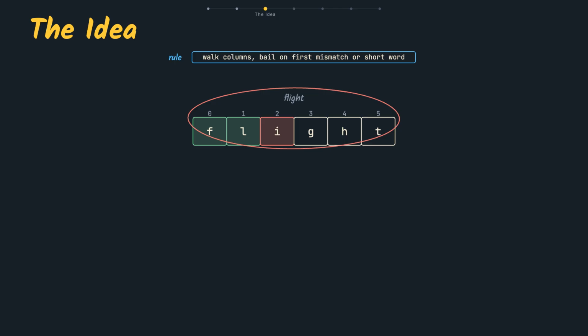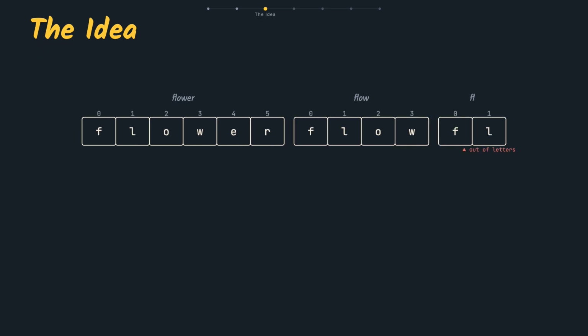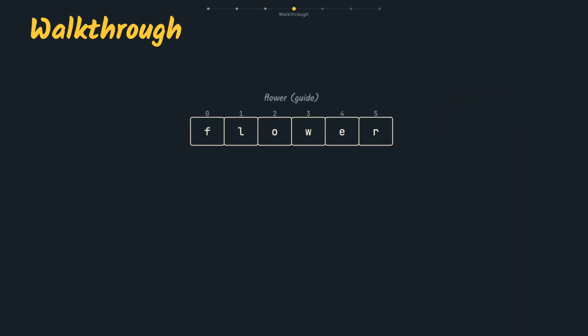The instant one word disagrees, or one word runs out of letters, we're done. And here's why this is better. We literally cannot scan past the answer length, because the mismatch is the answer's boundary. Quick watch out. You might think we need a special case when a word is empty or shorter than the others. We don't really. If column 2 doesn't exist in some word, that word ran out. Stop. Return what we have so far. Same rule, same bail. Let's trace it cleanly.